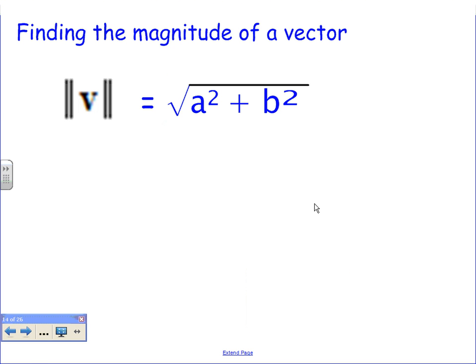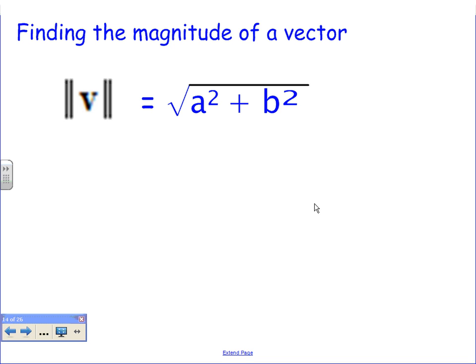Right. Magnitude and direction. Okay. So this is the magnitude part of a vector. The way that we find the magnitude of a vector is we take the square root of the sum of the components squared. So understand that the A and the B here would be the components.